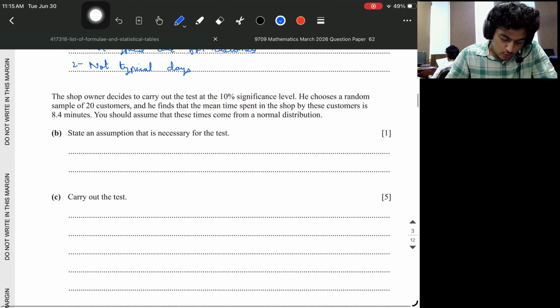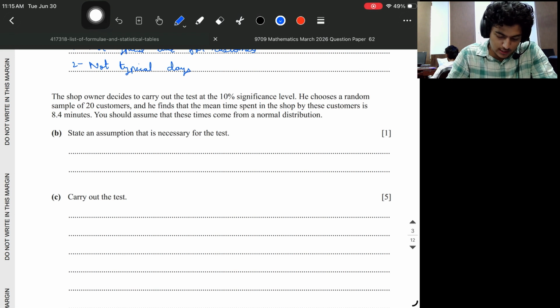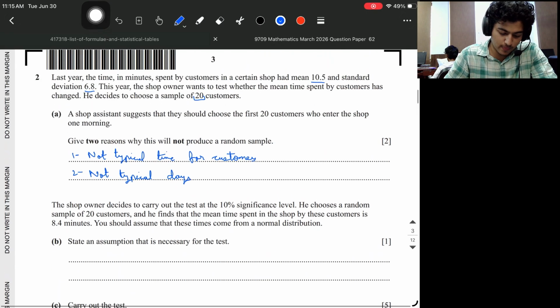Now, moving ahead, the shop owner decides to carry out the test at the 10% significance level. He chooses a random sample of 20 customers and he finds that the mean time spent in the shop by these customers is 8.4 minutes.